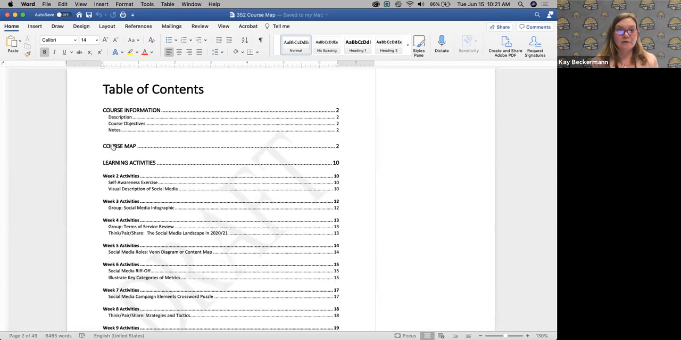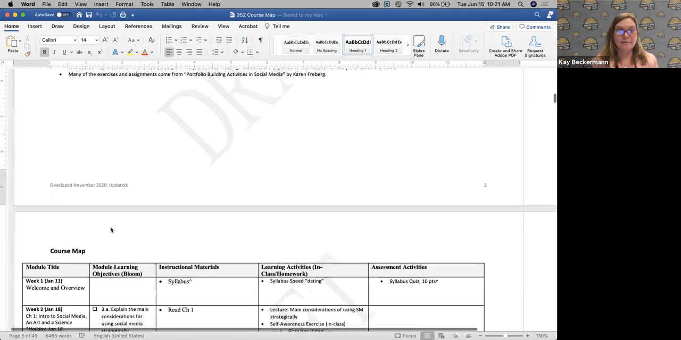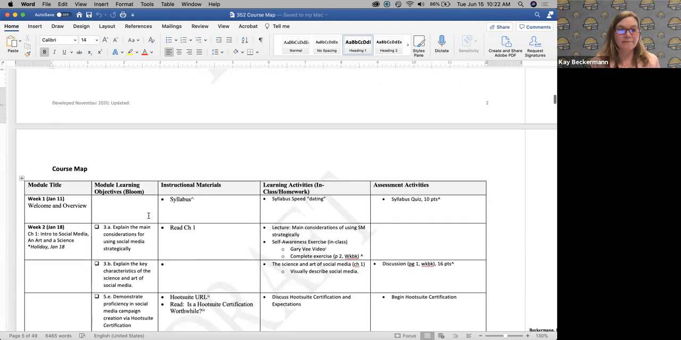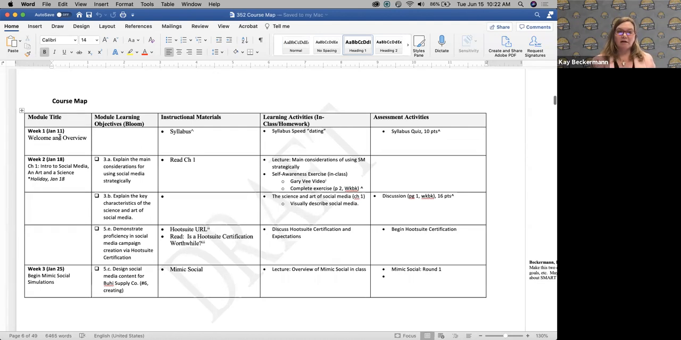So let's just go look at a course map. What does this look like? So you'll see here I have the description of the course and the objectives. A lot of the assignments come from Karen Freeberg's book, so I am not trying to claim that I created all of these assignments on my own. And for those of you that are up for tenure or you need to show what you've been doing, this is also a really good document that you can share with your dean or the head of your department. So you see here we have our course map with the titles, the learning objectives, instructional materials, and so on.